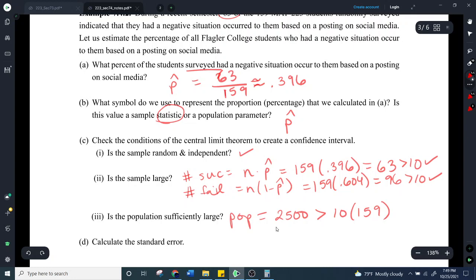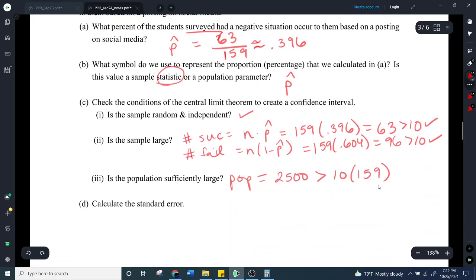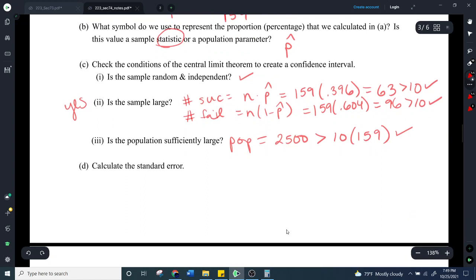Your population needs to be at least 10 times your sample size. Well, my sample size was 159 students, so 10 times that would be 1,590. 2,500, of course, is more than that, so we are good to go. So yes, the conditions for the central limit theorem are satisfied. Let's go ahead and calculate our standard error.